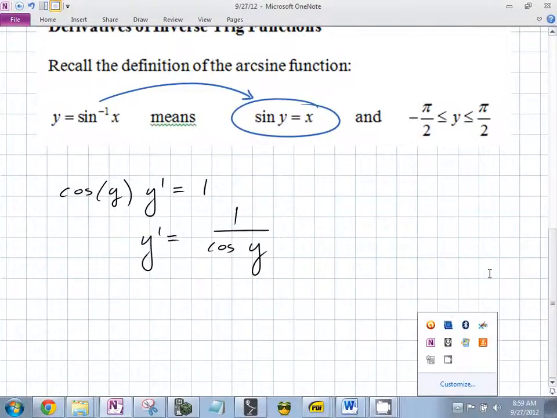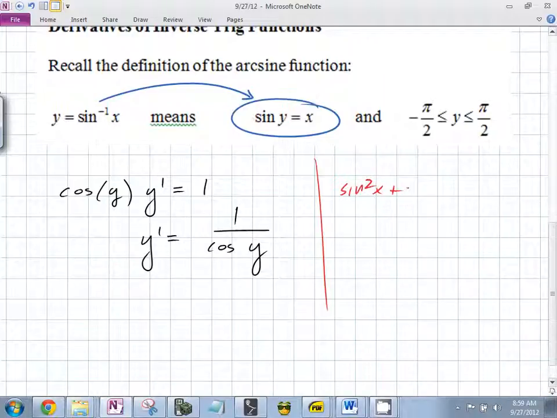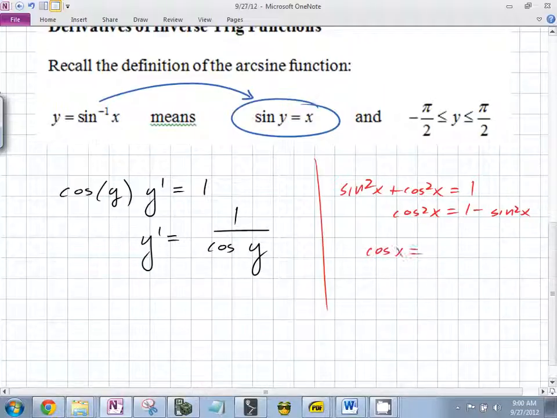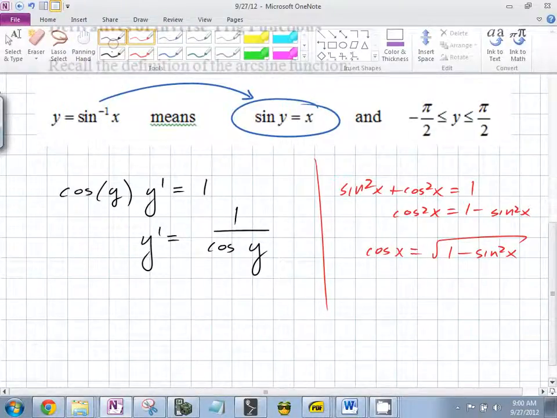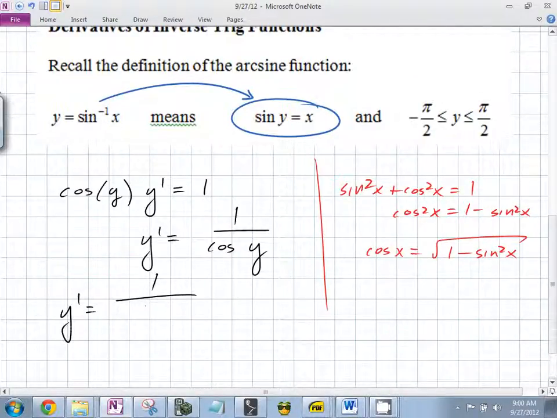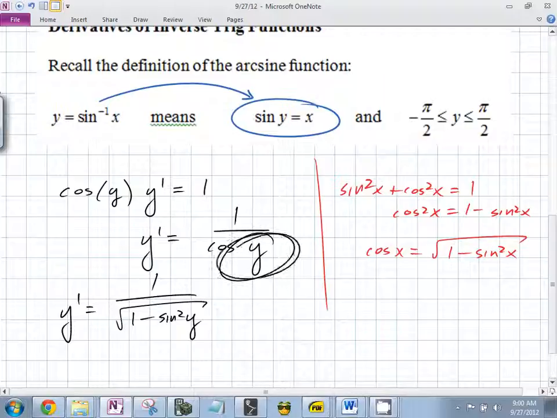Our favorite trig identity is this. Sine squared x plus cosine squared x is equal to 1. So that means that cosine squared x is equal to 1 minus sine squared x. So what does cosine equal? Minus. Okay. Okay with that. Let's just substitute that back in. So what do we know y prime is equal to? 1 over what? Square root of 1 minus sine squared y. It is sine squared y, because it's the same. You don't change the variable there.